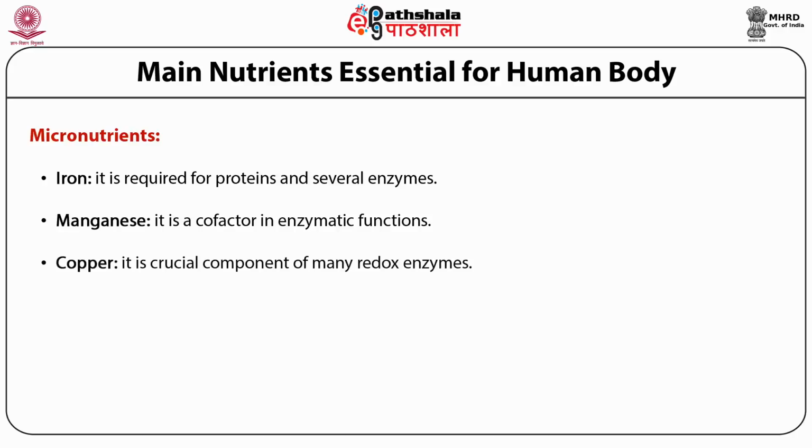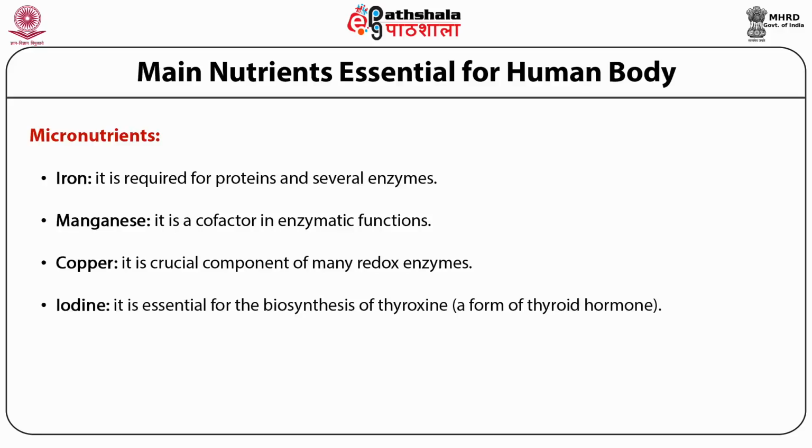Copper is a crucial component of many redox enzymes. Deficiency of copper leads to anemia or pancytopenia, which is a reduction in the number of red and white blood cells as well as platelets, that may also lead to neurodegeneration. Excess of copper interferes with the formation of blood cellular components in the body. Iodine is essential for the biosynthesis of thyroxine, a form of thyroid hormone. Deficiency of iodine leads to developmental delay problems. Excess of iodine leads to malfunctioning of the thyroid gland.